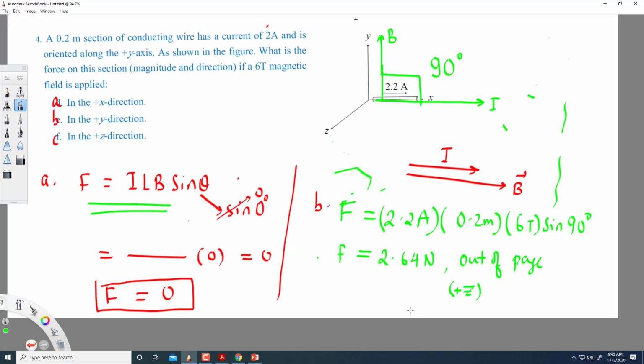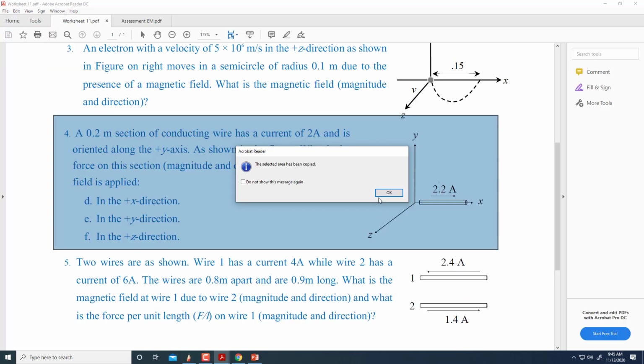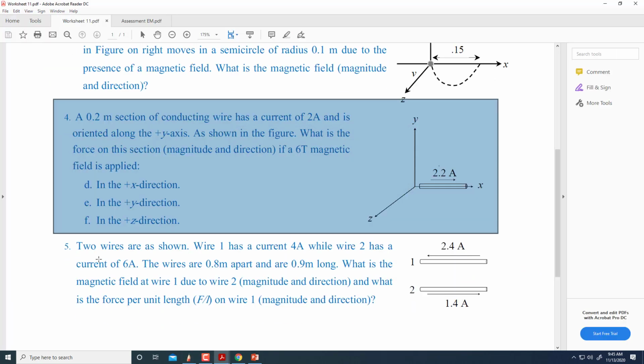Okay, so I think you can do C. C is also done in the same way using the formula. So let's look at the next one, this one.